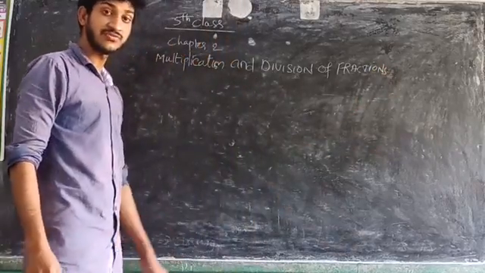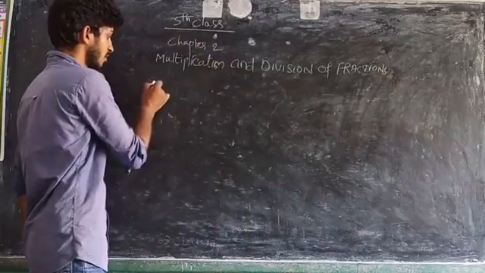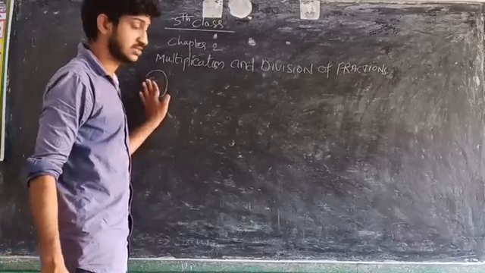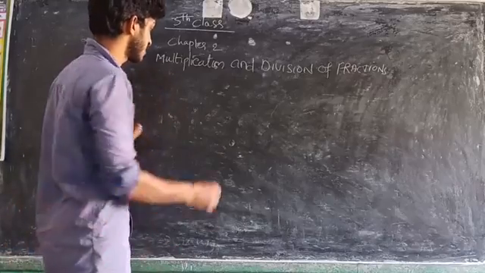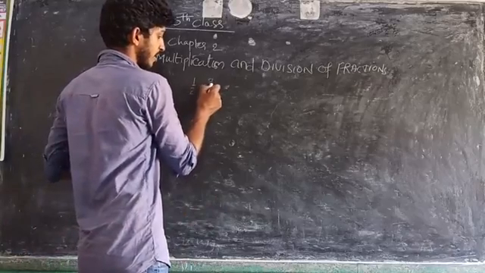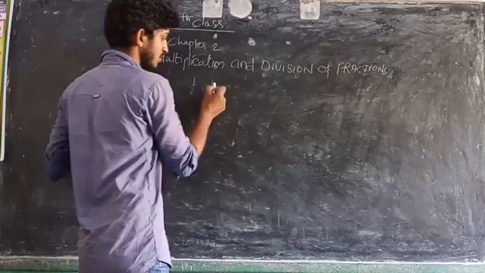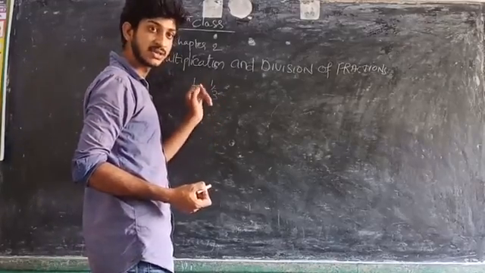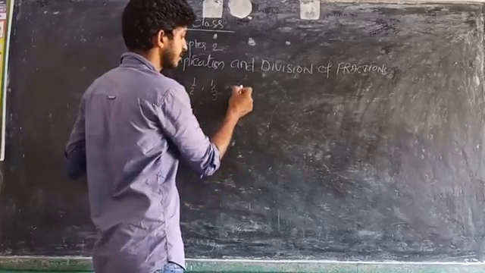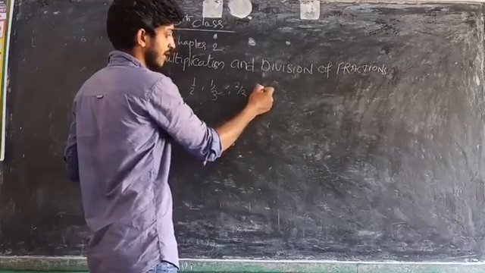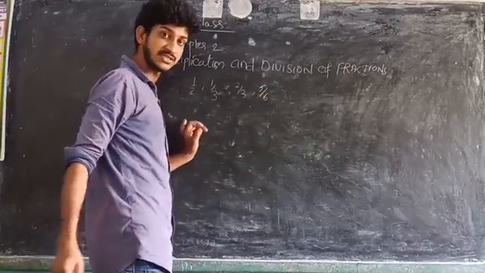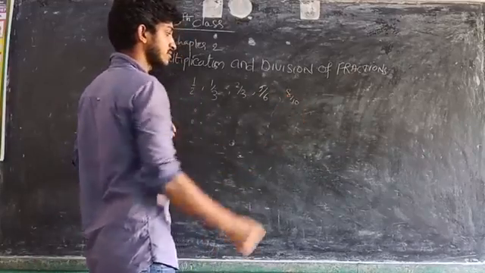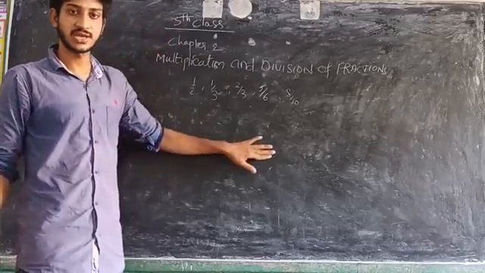Okay, children, now we know fractions. The numbers which are in the form of a by b are called rational numbers and also called fractions. So fractions means 1 by 2, 1 by 3. 1 by 3 means 1 part of 3. 2 by 3 means 2 parts of 3. And 5 by 6 means 5 parts of 6. Okay, children? 8 by 10 means 8 parts of 10. These are the fractions, okay?